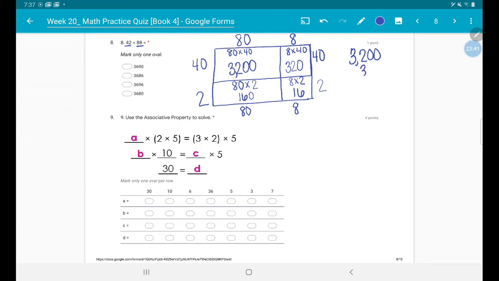So I've got 3,200, 320, 160, and 16. If I add all those together, I have 6 ones. 0 plus 2 plus 6 plus 1 is 9. 2 plus 3 makes 5. 1 more is 6. And I have 3 thousands. So 3,696 is the correct answer. That's my product for 42 times 88.